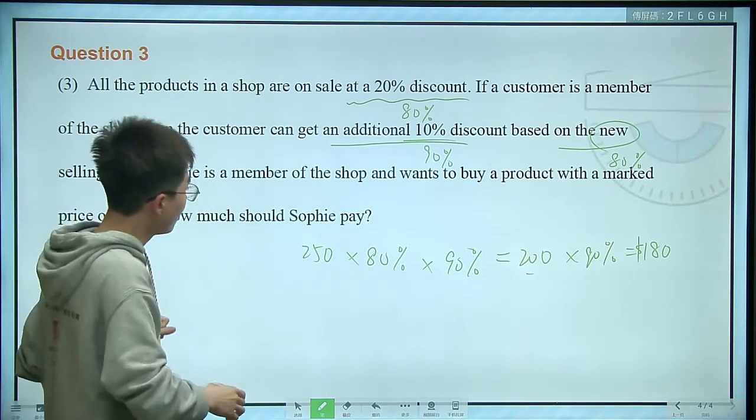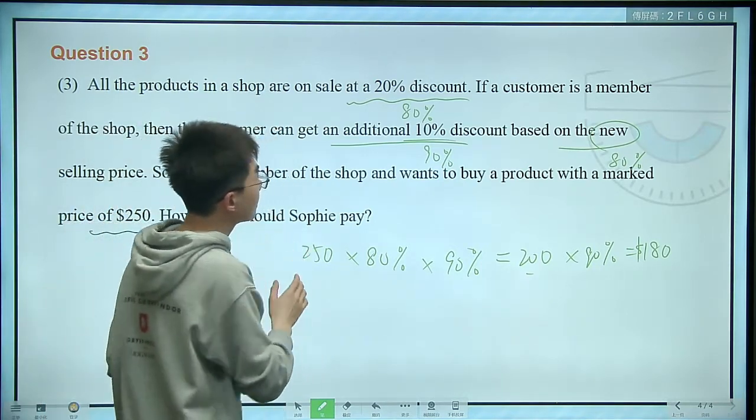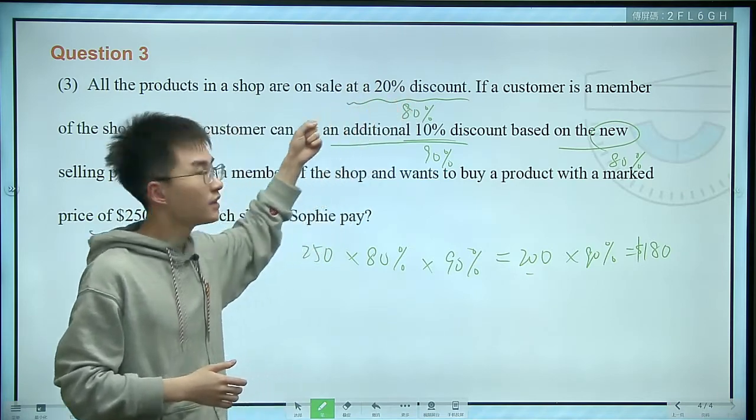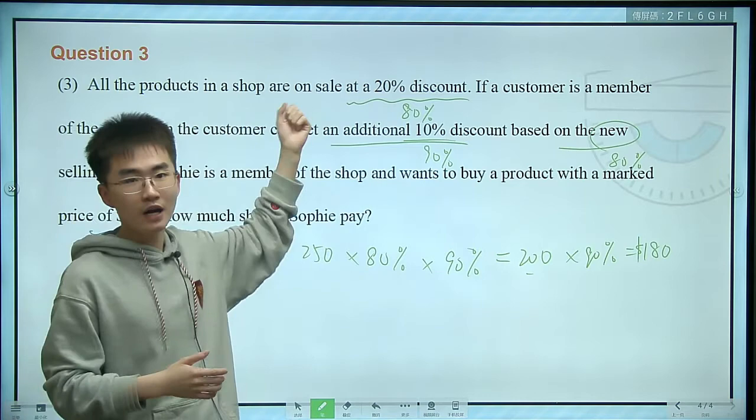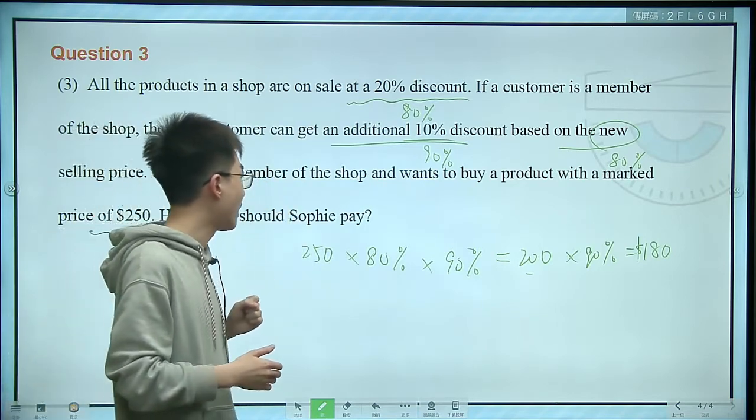These two questions are integrated problems in economic circumstances. You just focus on how much is the marked price and how much is the discounted price, and I'm sure you will be fine.